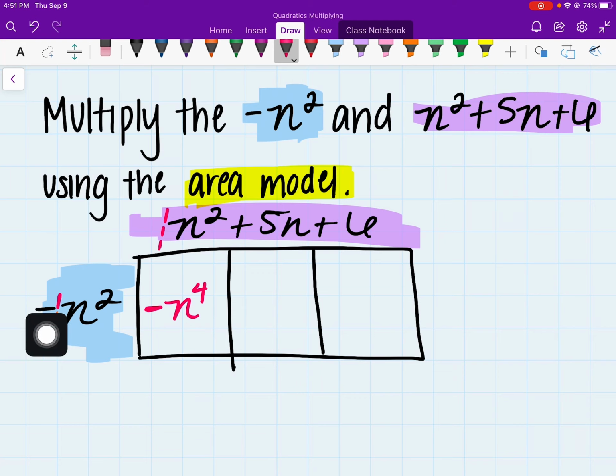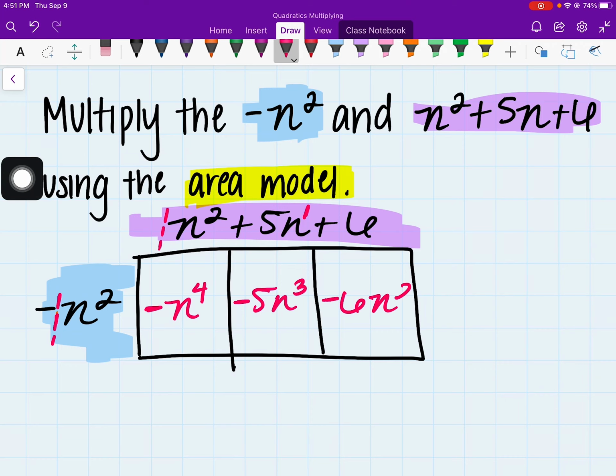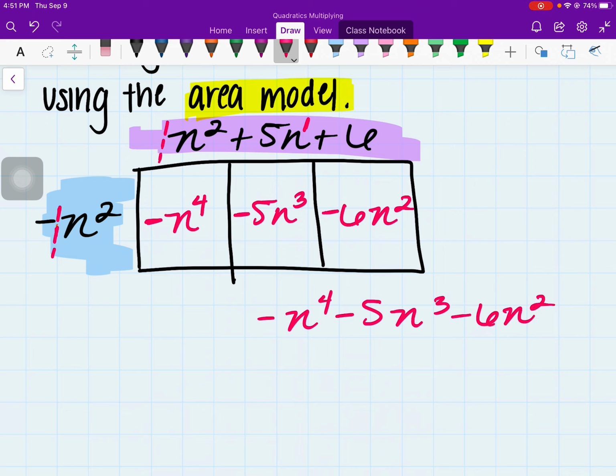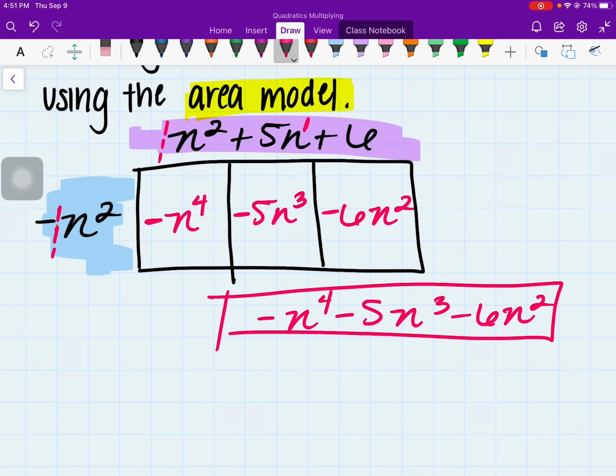Moving on to the next one, we have negative 1 times a 5 is a negative 5. And in this case, n squared and n, we're actually going to be adding those with the exponent of 1, so that's 3. And then negative n squared times a 6, that's a negative 6n squared. So our final answer in this case is actually going to be a negative n to the 4th minus 5n cubed minus 6n squared. And this here is our final answer.